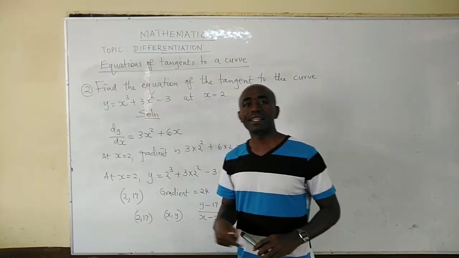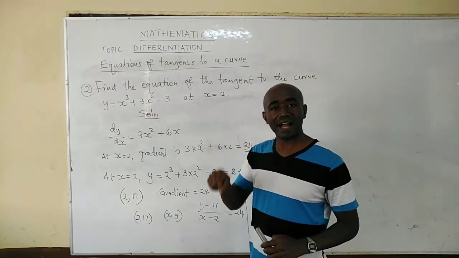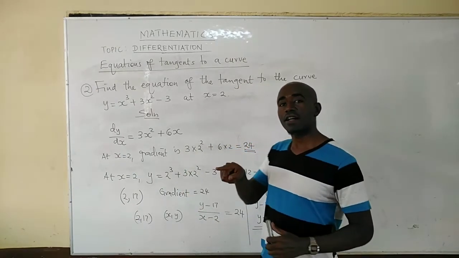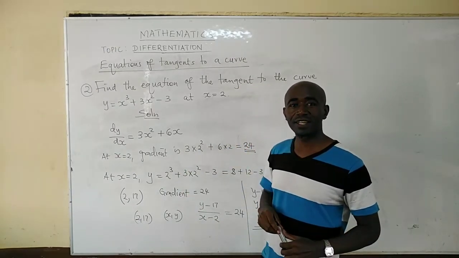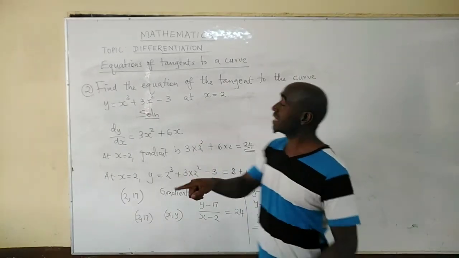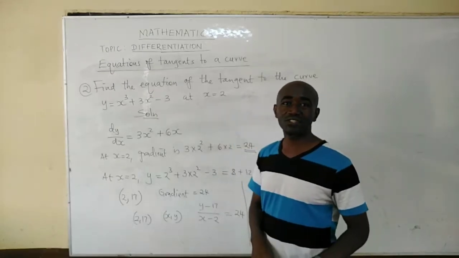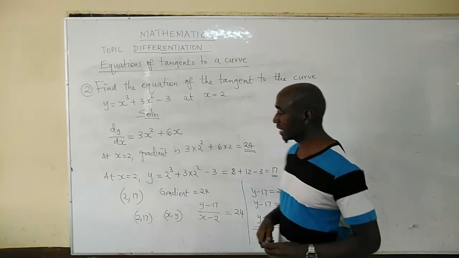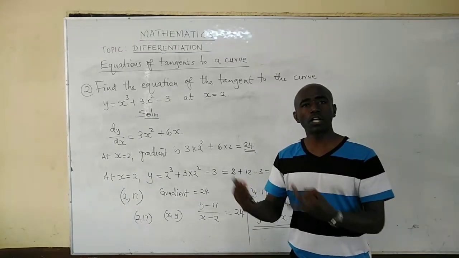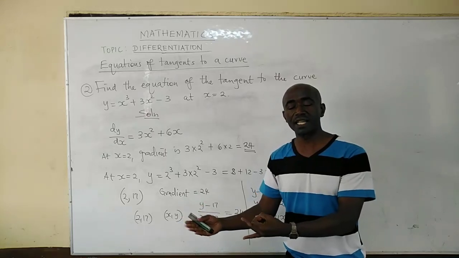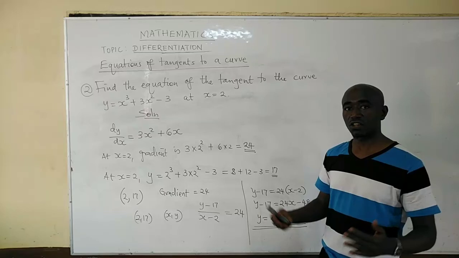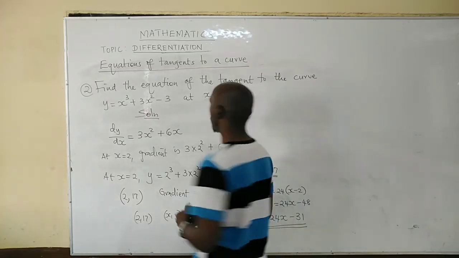Then that gradient of the curve at that point is equal to the gradient of the tangent. And since you know the gradient of the tangent, and that tangent passes through that point, you can get the equation of that tangent, because the equation of a straight line can be obtained if you have a point on the straight line and the gradient of that straight line, using the concept which you learned in Form 2.